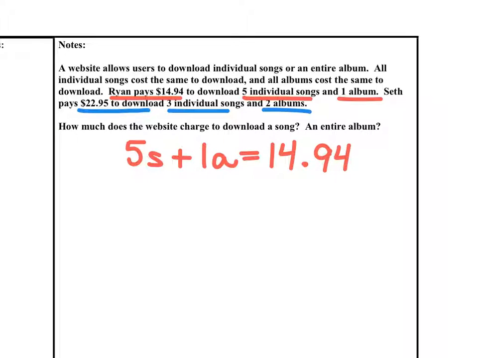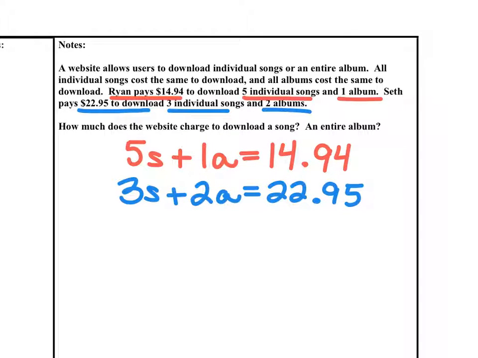Okay. And then Seth's equation. Colby, what would that be? Seth's equation would be 3S plus 2A equals 22.95. Yep. Again, S is the price of a song. A is the price of an album. Your job is to find how much does a website charge to download a song, how much does it charge for an entire album. So solve the system for S, solve the system for A. Go ahead and do that on your own.